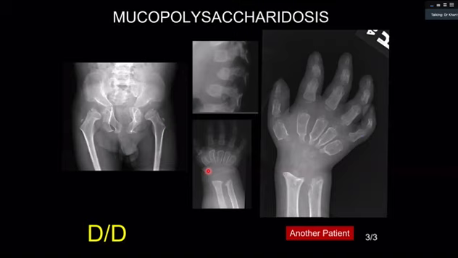The vertebrae will be abnormal. They can be bullet shaped, as in this one, and there can be anterior beaking, which can be at the inferior edge or middle portion, and there can be various other non-specific findings. Epiphysis will be abnormal, metaphysis. The long bones can have this tubular appearance.